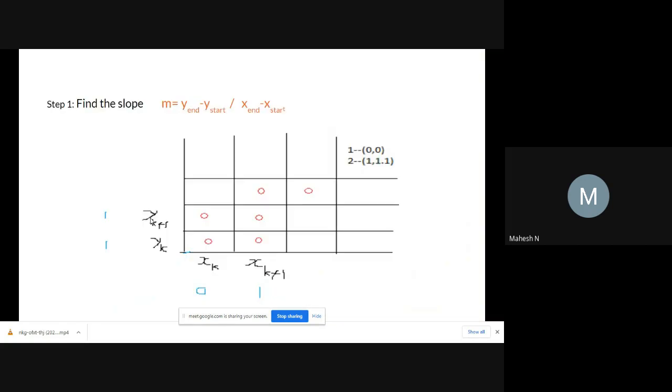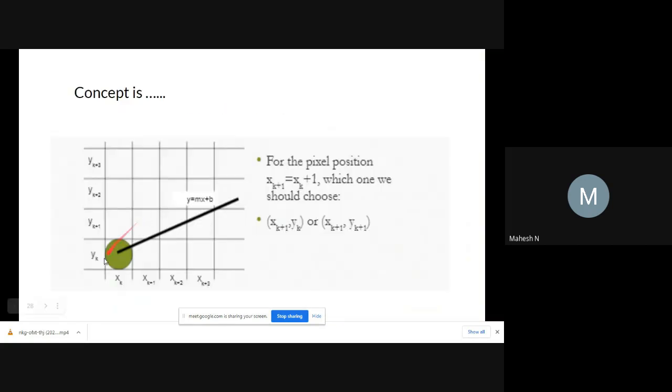So now what is my problem here is, after a particular point, which point to choose next. If xk, yk is the point that I have chosen, which is the next point that I need to choose, whether the next horizontal point or the upper point? That is xk plus 1, yk or xk plus 1, yk plus 1. In these two I have confusion. So that is what Bresenham cleared.